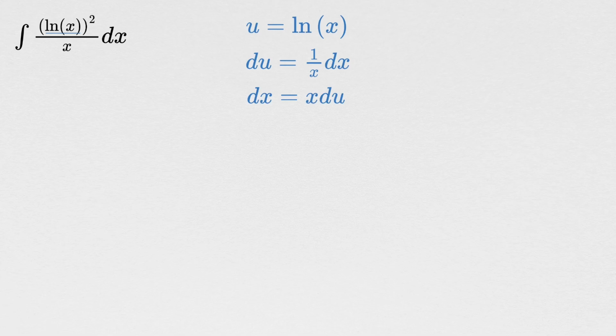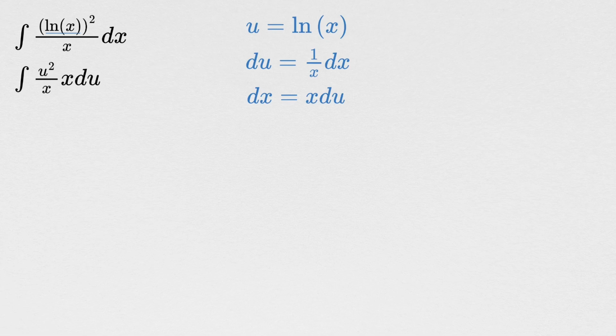Integrate ln x quantity squared divided by x dx. In this example, we use the fact that the derivative of ln x equals 1 over x in order to cancel out our denominator. Let's see how this works. Set u equal to ln x. Differentiating with respect to x and multiplying by dx gives us 1 over x dx, and solving for dx gives us x du.